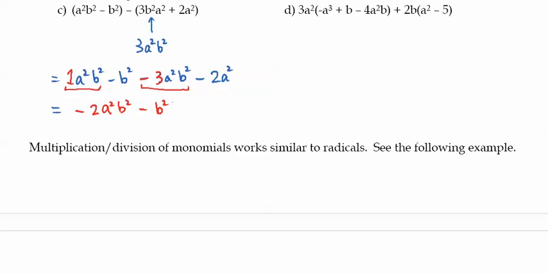And then minus b squared minus 2a squared. We don't see any like terms for those two, the b squared and the a squared, so we leave them that way. And using the same concept, we can now work with a combination of having brackets, using distributive law, and work with different variables at the same time.